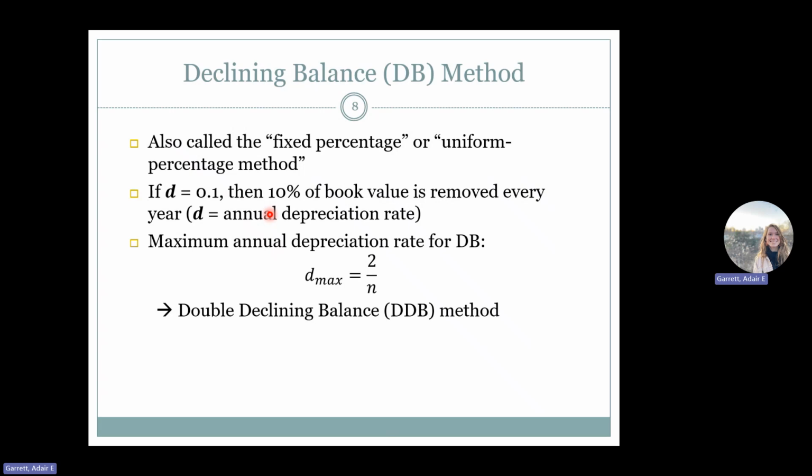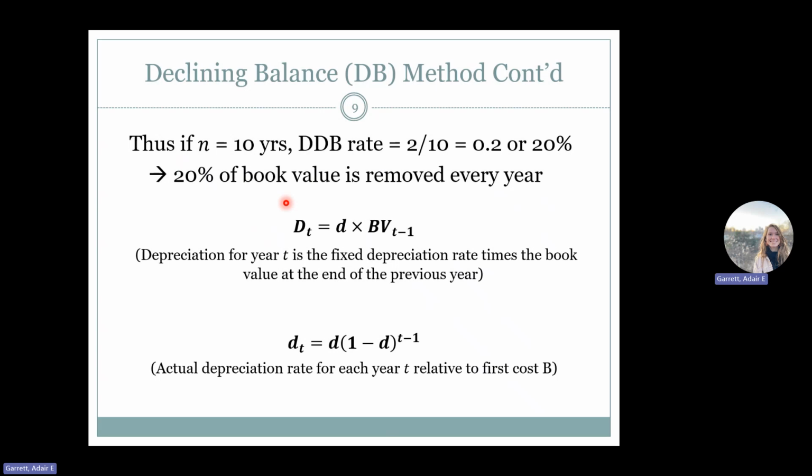The maximum annual depreciation rate for the DB method is twice the straight line rate, where D max is equal to 2 over n. When this rate is used, the method is called double declining balance, or DDB method. So let's look at a little example. So if n is equal to 10 years, then the DDB rate will be 2 divided by 10, or 0.2, which just means that 20% of the book value is removed every year.